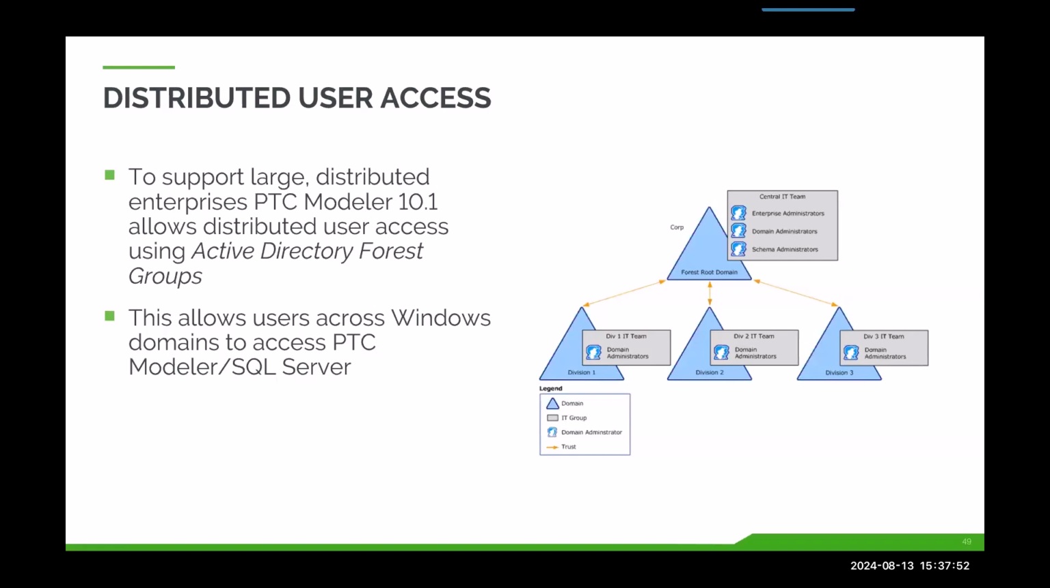Another feature that we can now support is the notion of Active Directory forest groups. This allows us to authenticate against Windows domains that are not where the modeler server is installed. So it allows us to access across Windows domains and authenticate against users that are stored in those distributed Windows domains. This was a specific request from one of our customers, but obviously this has usefulness for all Windows environments and large organizations that use Active Directory groups.